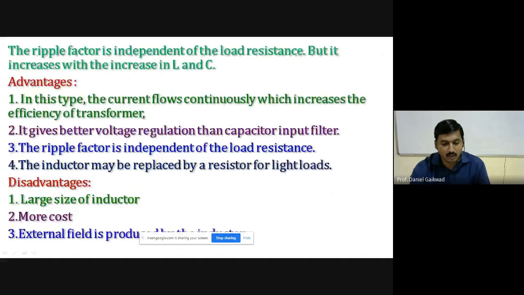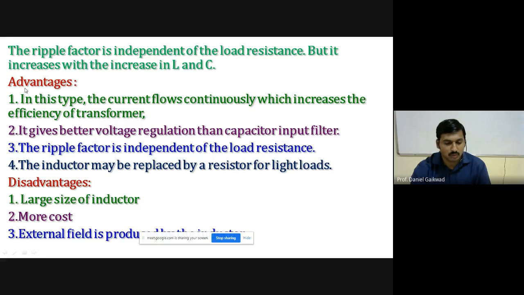Okay. Now we have certain advantages, disadvantages, and one more point: the ripple factor is independent of load resistance. But it is increased with the increase in L and C. So ripple factor is independent of load, that is one point, and second point, it increases with the increase in L and C. As the value of L and C increases, the ripple factor also increases.